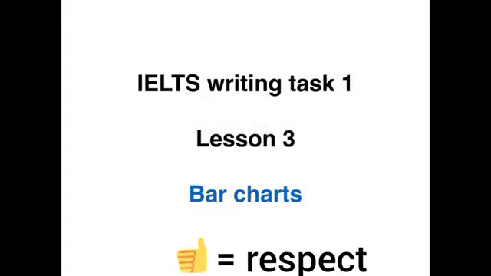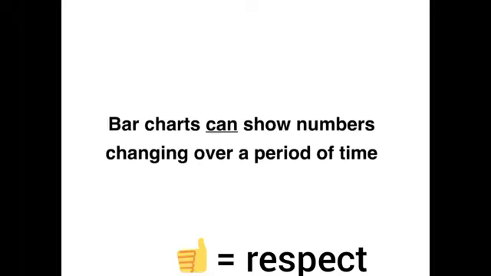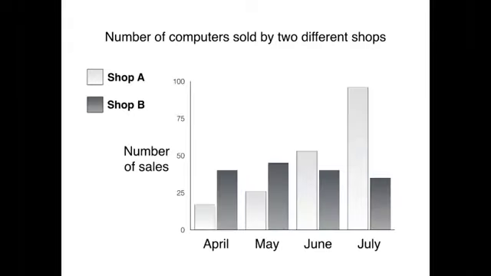IELTS Writing Task 1, Lesson 3, Bar Charts. Bar charts can show numbers changing over a period of time. For example, if we take a bar chart with this title, Number of Computers Sold by Two Different Shops. We'll look at Shop A and Shop B on this bar chart.